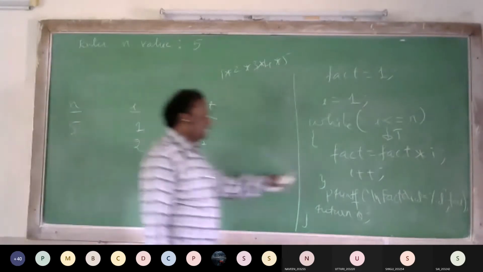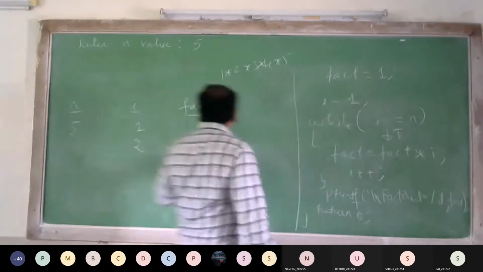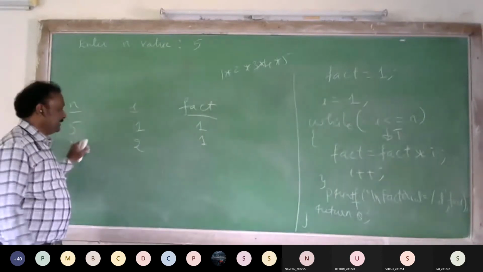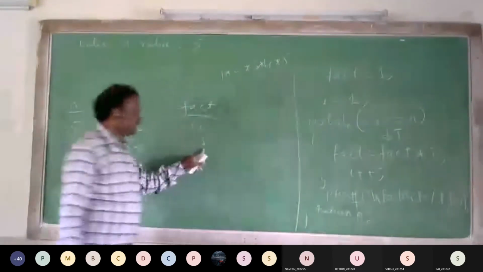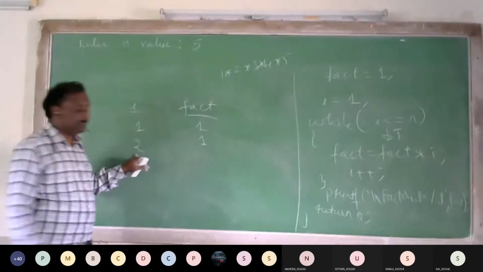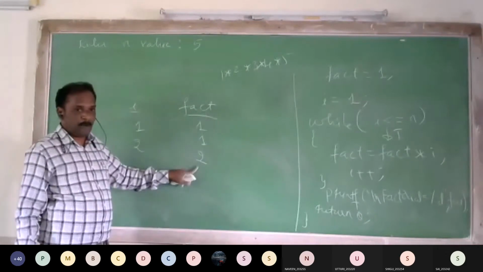Now 2 is less than or equal to n. 2 is less than or equal to 5. Then fact is equal to fact into I. So what is the fact? Fact is 1. 1 into 2 is 2. So the new value of fact is 2.